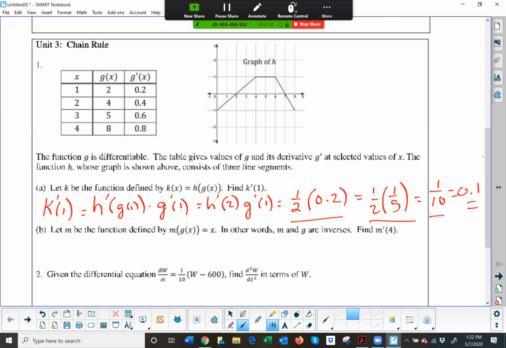We're okay. All right. Part B, let M be the function defined by M of G of X equals X. In other words, M and G are inverses. Find M prime of 4. So what I need to do is remember how to do inverse derivatives. If M and G are inverses, they want us to find M prime. I would probably go M prime of 4 is equal to the reciprocal of its inverse function. Reciprocal means 1 over, and its inverse function is G, so G prime, but evaluated at M of 4, isn't it?